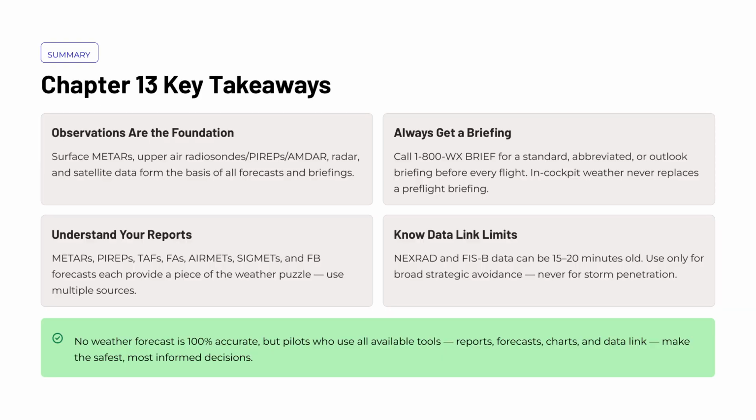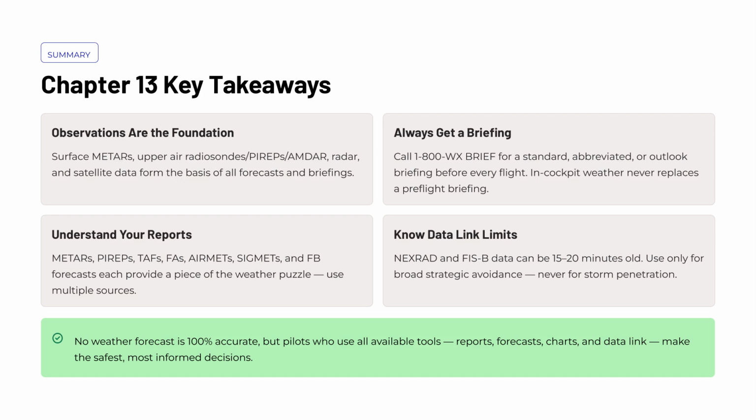As we close out Chapter 13, let's reinforce the most important principles you've covered. Weather observation is the foundation of everything. Surface METARs, upper air soundings, PIREPs, radar, and satellite data all work together to give forecasters and pilots an accurate picture of current conditions. Before every flight, get a proper pre-flight briefing by calling 1-800-WX-BRIEF. Whether it's a standard, abbreviated, or Outlook briefing, that phone call is non-negotiable, and nothing in the cockpit replaces it.